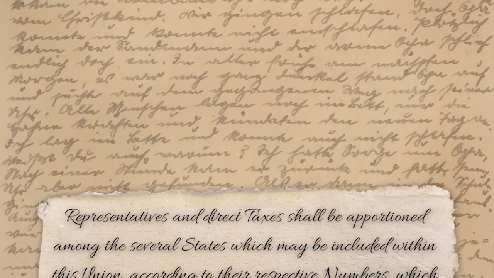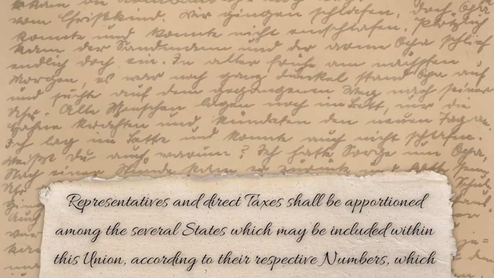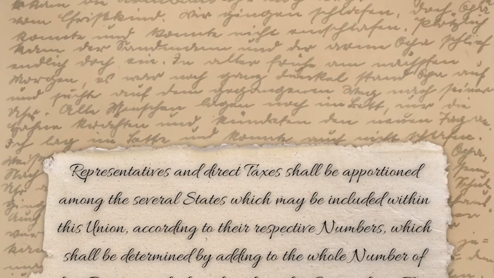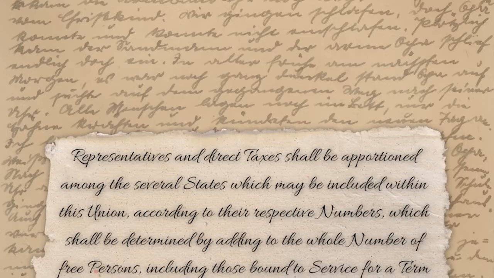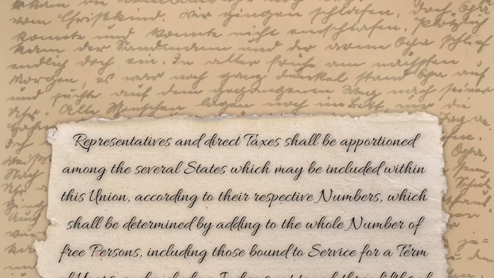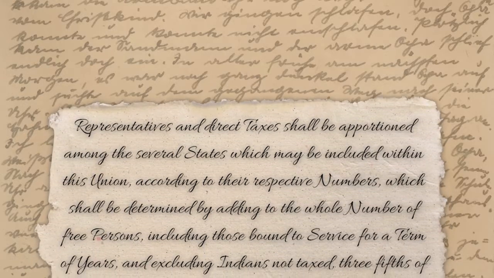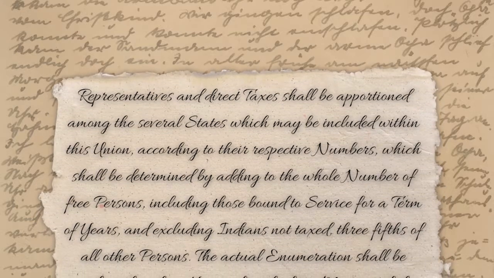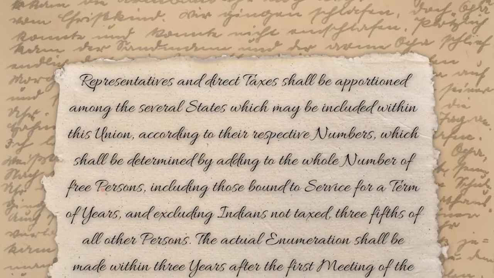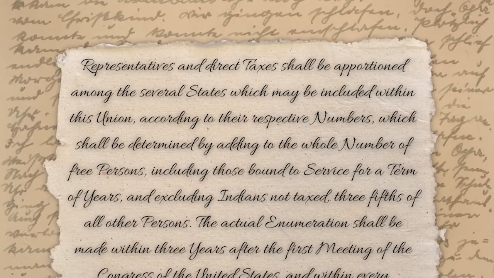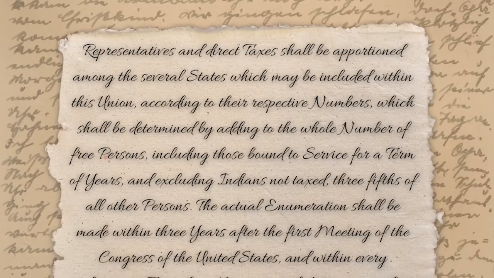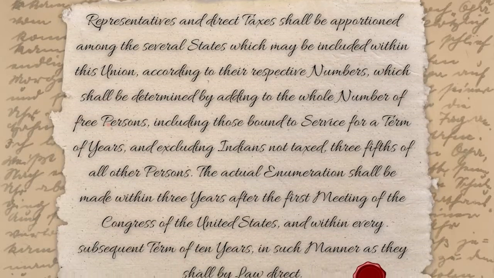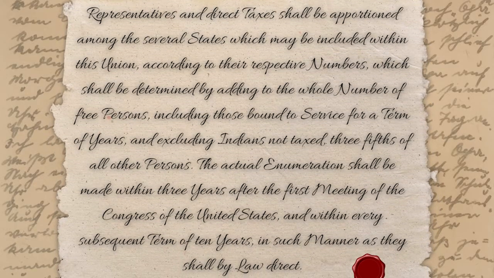Article 1, Section 2 of the United States Constitution reads, "Representatives and direct taxes shall be apportioned among the several states which may be included within this union according to their respective numbers, which shall be determined by adding to the whole number of free persons, including those bound to service for a term of years, excluding Indians not taxed, 3/5 of all other persons." Basically, it says it will be done first in 1790, and then beginning thereafter every 10 years.